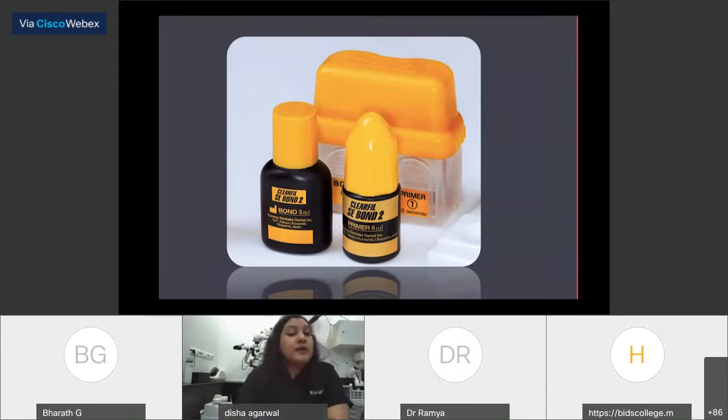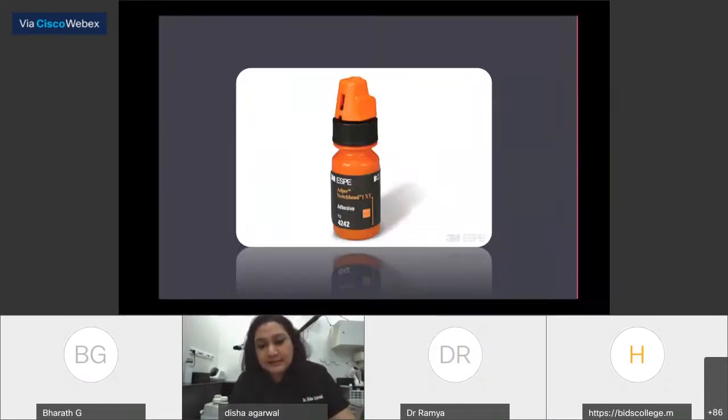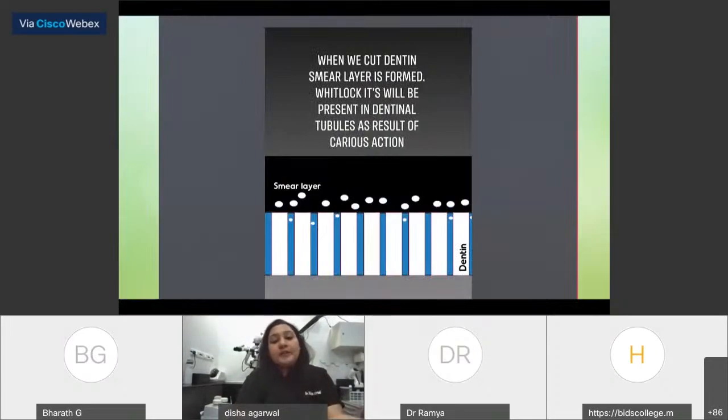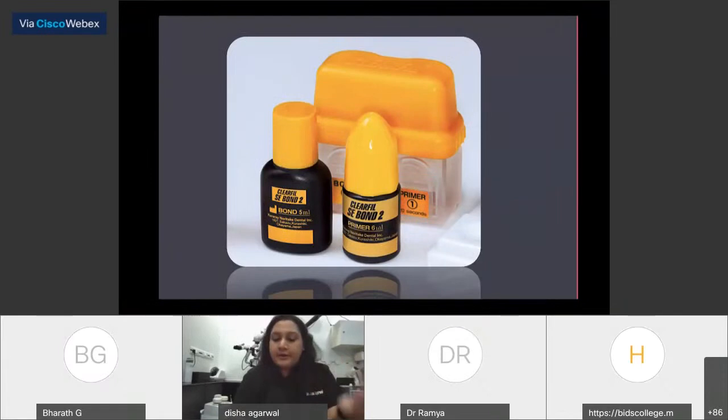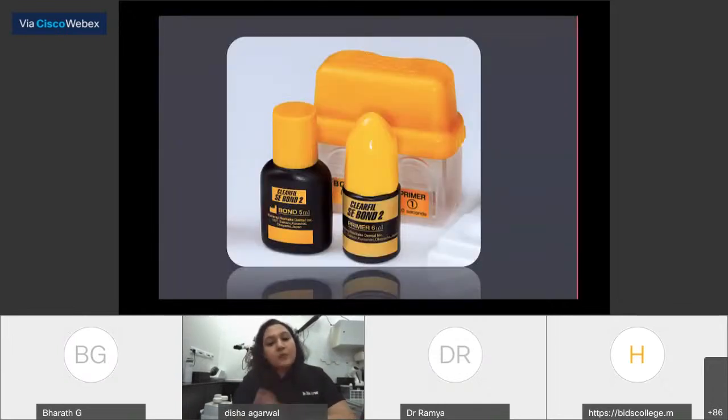Now coming to what I use in my practice, I would prefer to use OptiBond FL in many cases, but in India we do not have OptiBond FL present. So what I use is something called Clearfil SE Bond. Okay, Clearfil SE Bond is a 6th generation. Remember, we spoke about 6th generation where we do not have the etching step. We have one bottle which is my prime, and we have one bottle which is my bond. Okay.